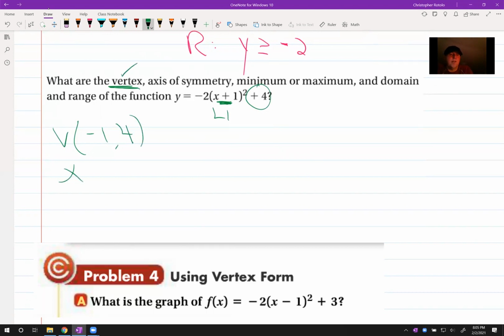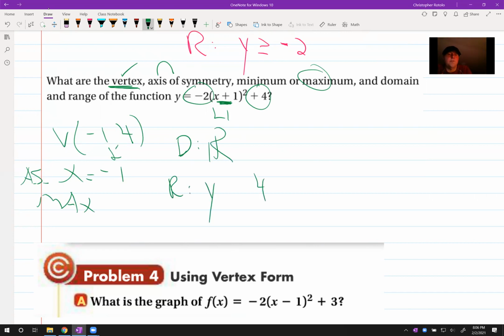The axis of symmetry, x equals -1. We're using this number right here. That's the axis of symmetry. It opens down, so it's a frowny face this time. So it has a maximum value. The domain is all real numbers, and the range this time compared to 4, right? We're using the y value, and we know that it opens down, so all the values are going to be less than or equal to that 4 to answer all of those questions.